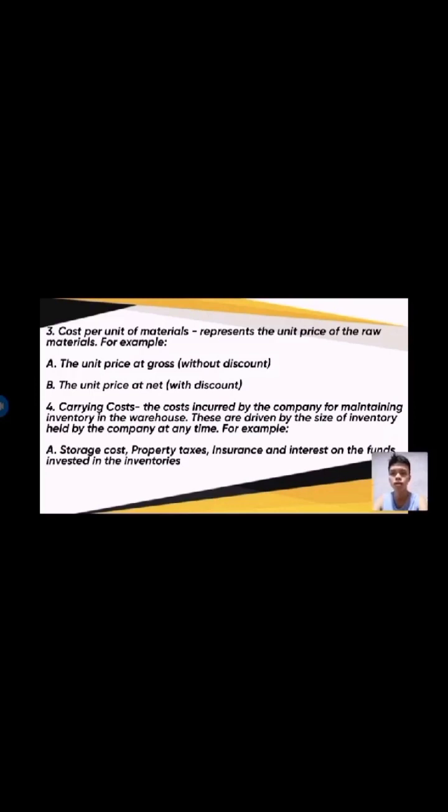Carrying cost, the cost incurred by the company for maintaining inventory in the warehouse. These are driven by the size of inventory held by the company at any time. For example, storage costs, property taxes, insurance, interest on the funds invested in the inventories. These are the expenses while maintaining inventory, like storage, property taxes, insurance, and interest.